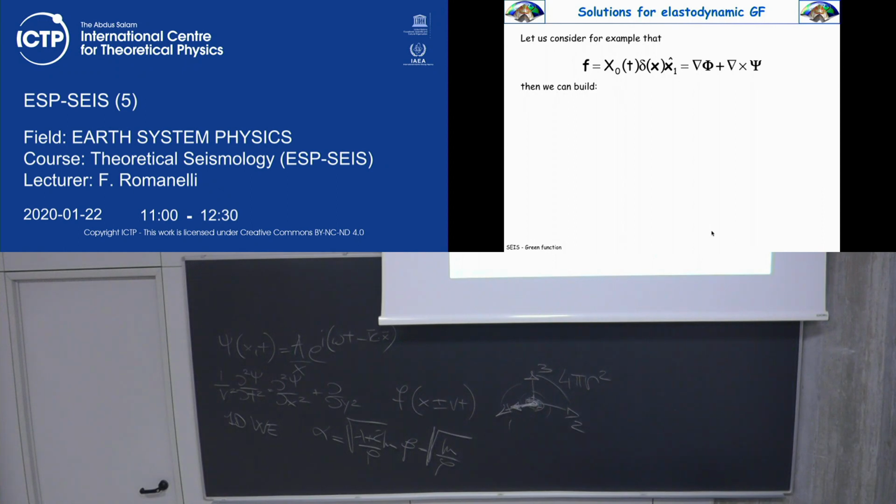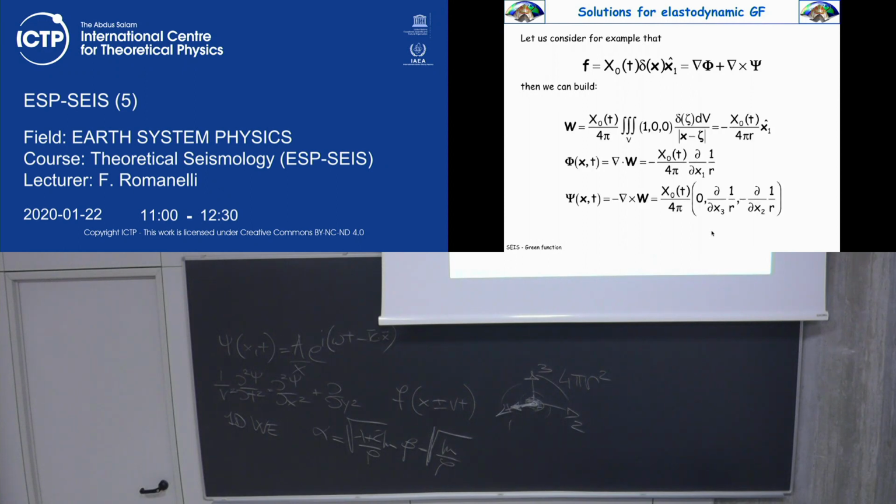Let's see. Okay, so now this is the F term, and we have to break it, using the Helmholtz Theorem, into a scalar and a vector part. Can we find them? Yes, we have to do the procedure suggested for the Helmholtz Theorem. So, for example, let's build the function W, that is the solution of the Poisson equation.